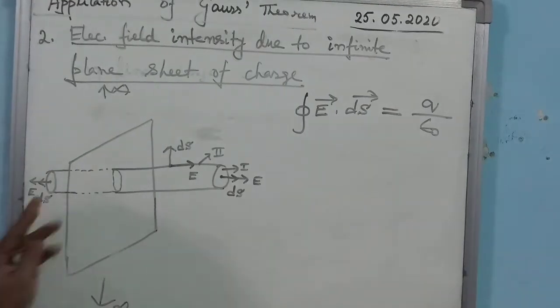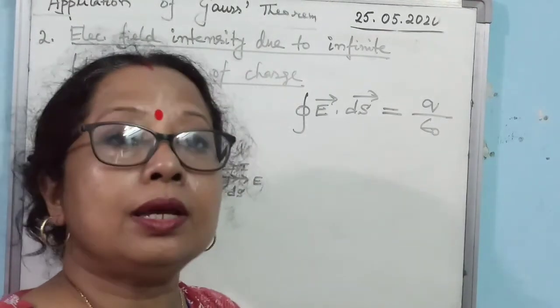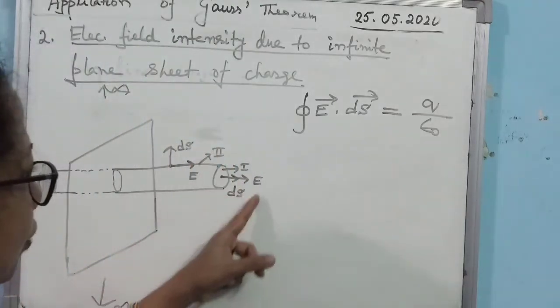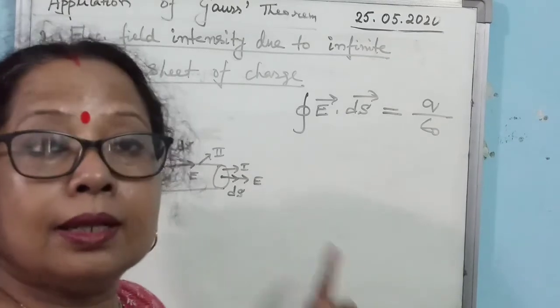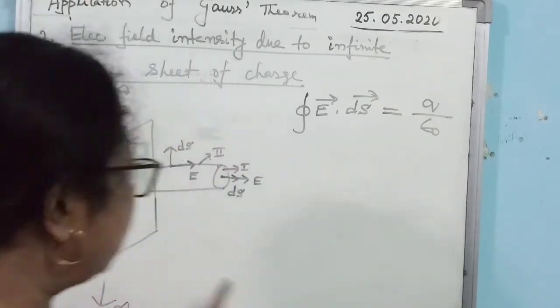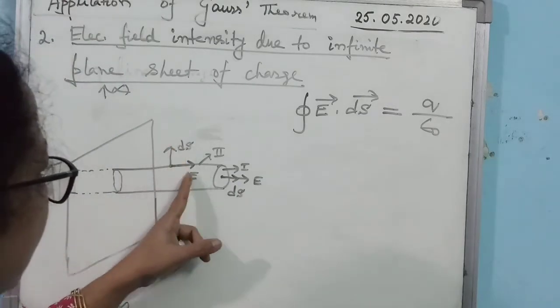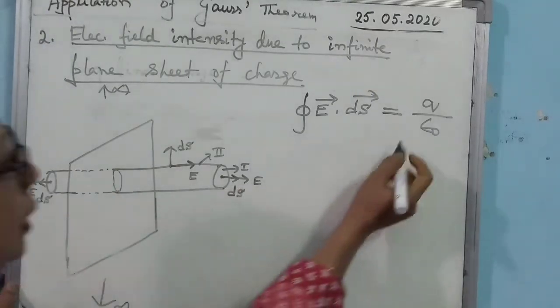Girls, for the way I am drawing the diagram, if the derivation comes, then in the diagram, each and everything, whatever I am writing, you must draw, you must show. Then only the marks allotted for the diagram you will get. Okay, so don't forget to show the directions of E and ds as I am showing here. Okay, fine. Then the next one.